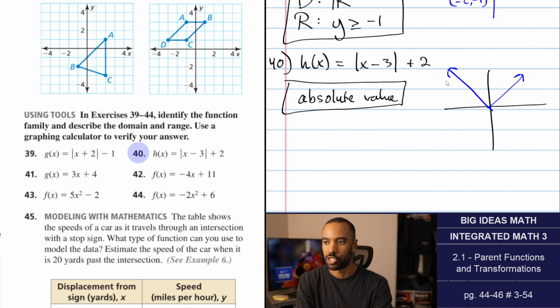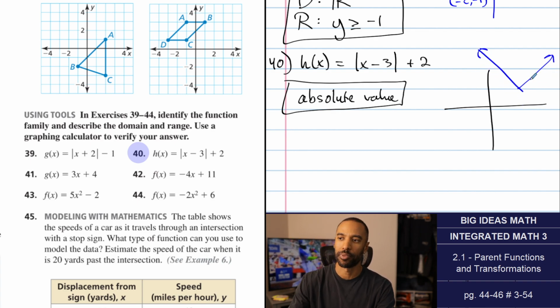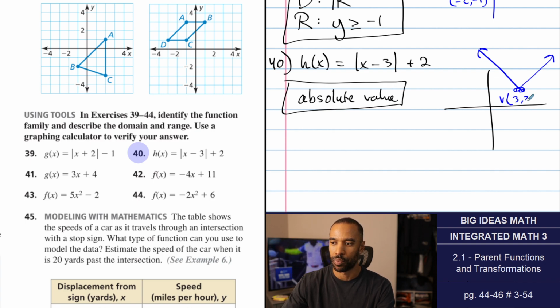Let's do some things with it. Is there a reflection? No. Are there translations? Yes. It goes 3 right. 1, 2, 3. It goes 2 up. 1, 2. Again, probably something you learned at the time for vertex form for these things. So the vertex there is at 3, 2.